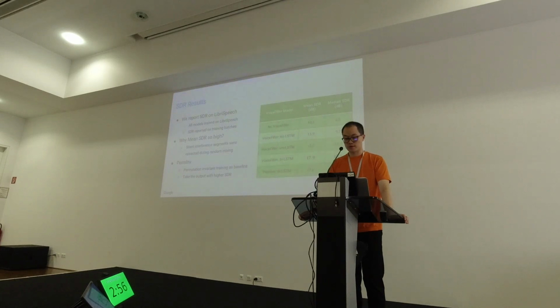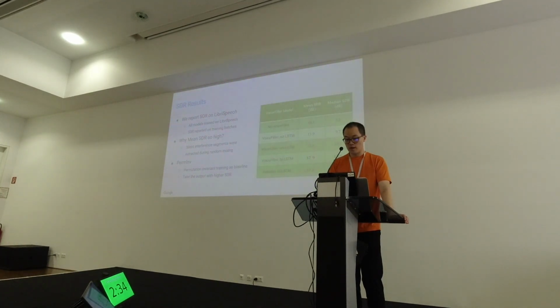Here we also report the source to distortion ratio on our LibriSpeech experiments. With the bidirectional LSTM, we can see that the median SDR is much larger than without voice filter. Specifically, the last row is the experiment of using permutation invariant training. Our voice filter has even better performance than this approach.